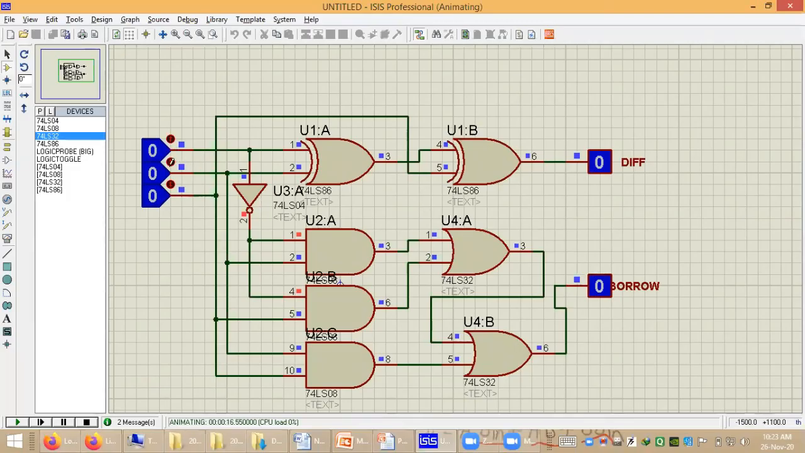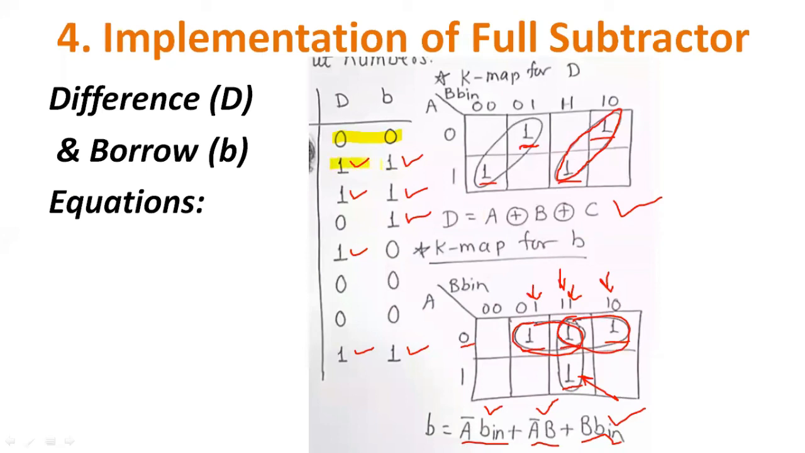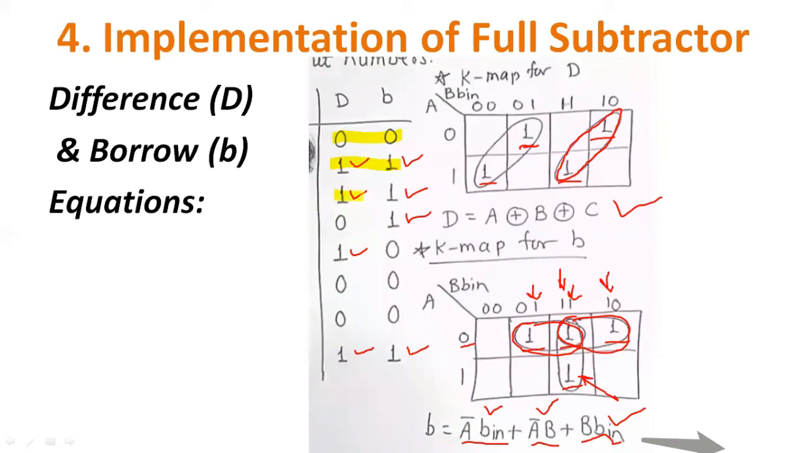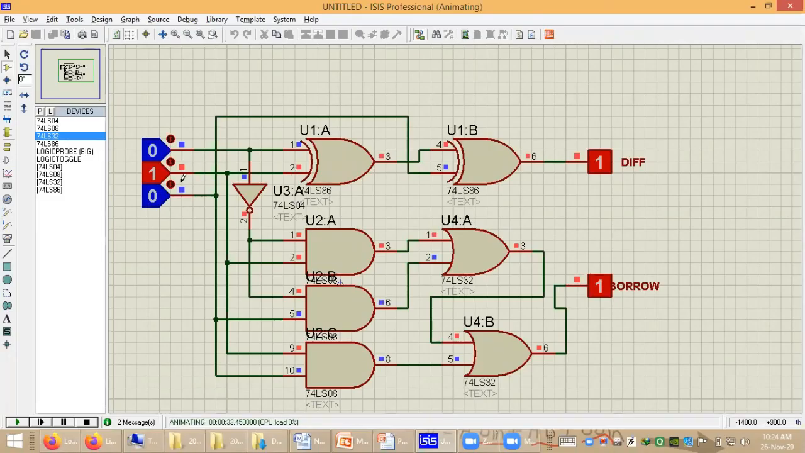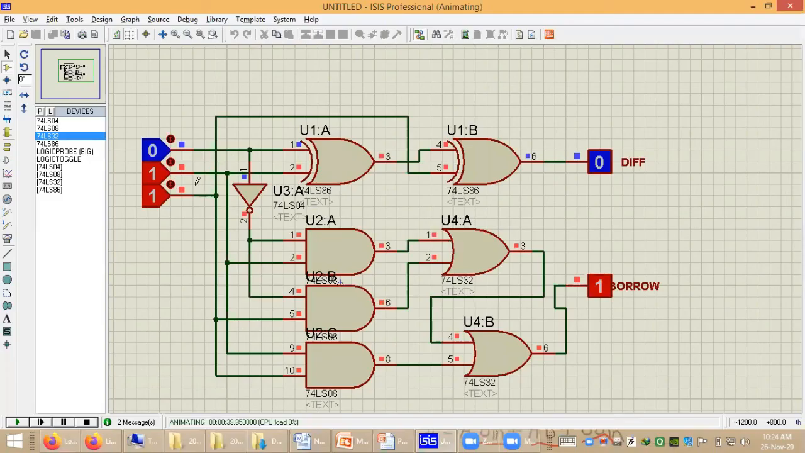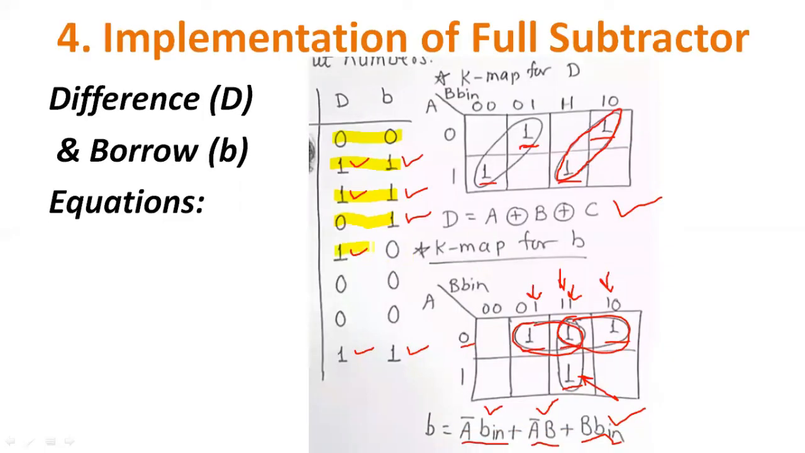For 0 0 1, difference is 1 and borrow is also 1. Here you can check difference is 1 and borrow is also 1. For 0 1 0, difference is 1 and borrow is also 1. So here you can verify difference and borrow both are 1. For 0 1 1, difference is 0 and borrow is 1. Then for the next combination, 1 0 0, difference is 1 and borrow is 0.